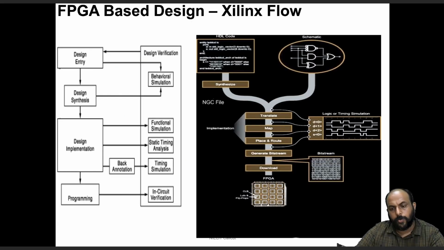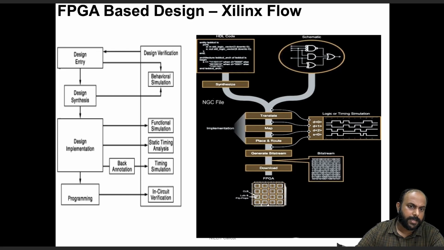So if you look at how FPGA-based design is done, this is the normal flow of it. What you see on the left side is more like a generalized flow, and what you see on the right side is the flow given by a major FPGA vendor called Xilinx. In a nutshell, the first part of the FPGA design flow starts with design entry, where the design is entered as a netlist, as a schematic, or mostly in terms of a hardware description language.